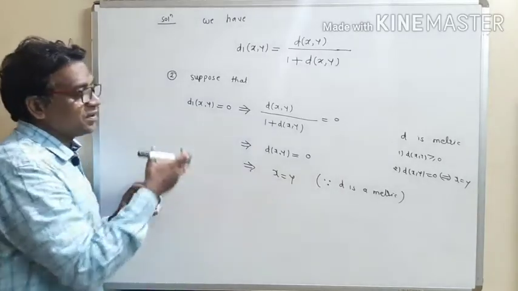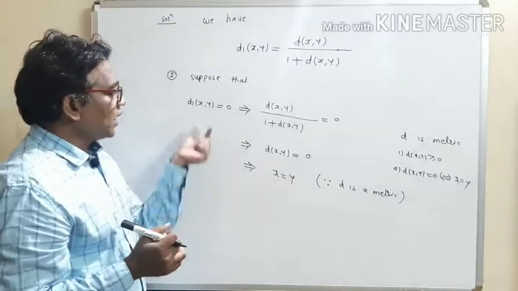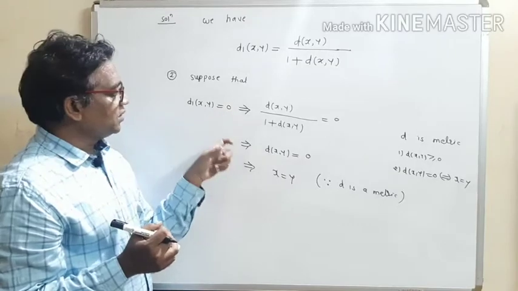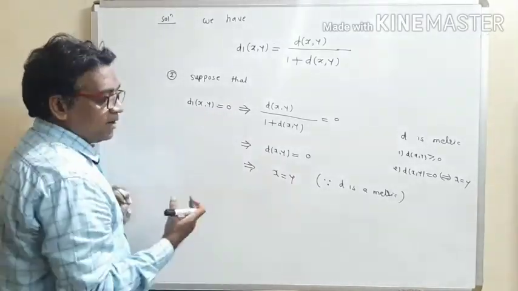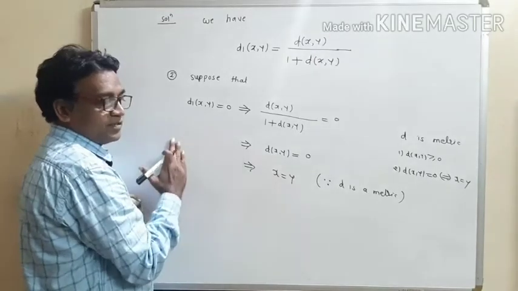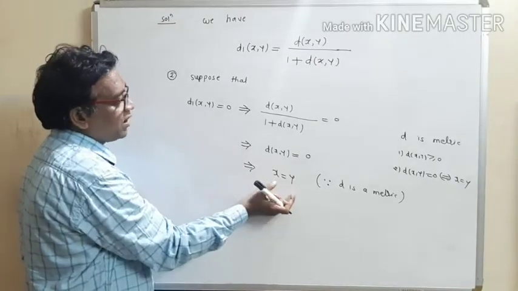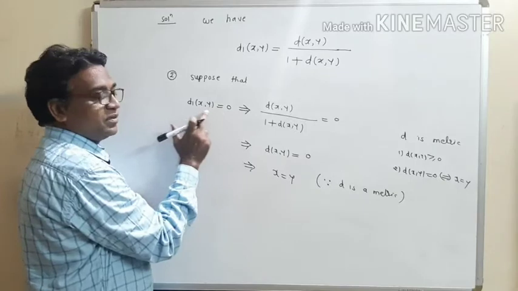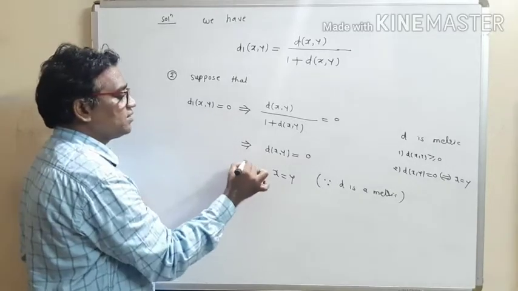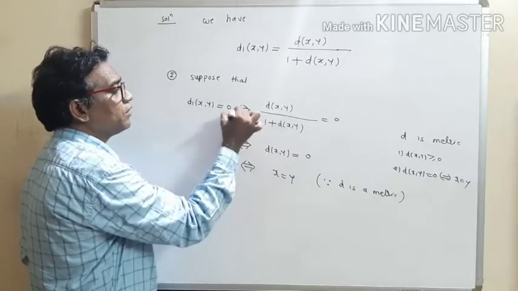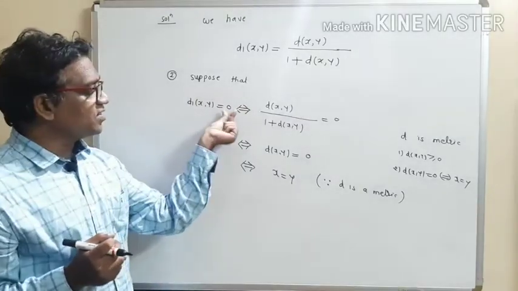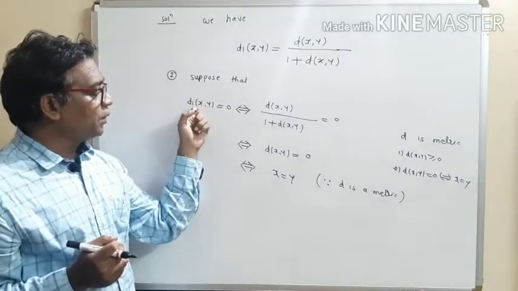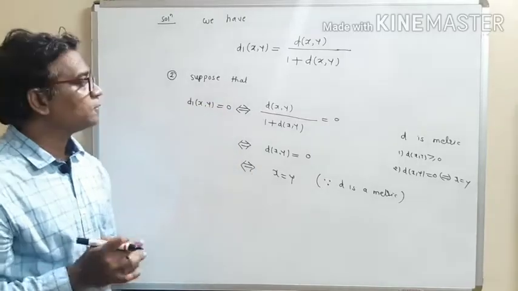So see, we have shown the second condition. If d1(x,y) equals 0, then we have shown that x equals y. Similarly, we can prove the converse. If x equals y, then we can show that d1(x,y) equals 0. So this is just if and only if. So this is our second condition: distance is 0 if and only if x equals y.